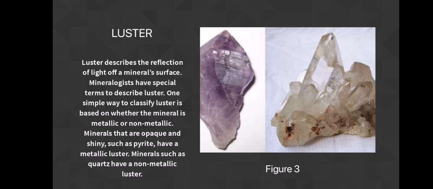Luster describes the reflection of light off a mineral surface. Mineralogists have special terms to describe luster. One simple way to classify luster is based on whether the mineral is metallic or non-metallic. Minerals that are opaque and shiny, such as pyrite, have a metallic luster. Minerals such as quartz have a non-metallic luster.